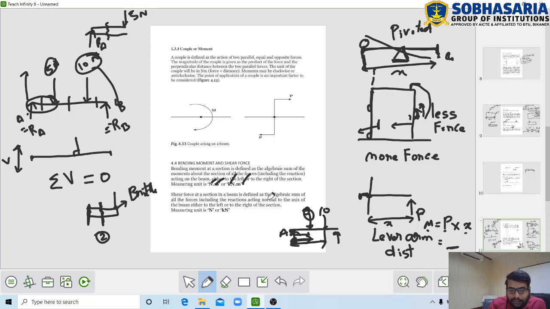So the shear force is the algebraic sum of all the forces, all the forces and the reactions acting along the section, that means normal to the axis. Normal to the axis means perpendicular to the axis, either to the right or left of the section. So it is only a force. So the unit is Newton or kilonewton.